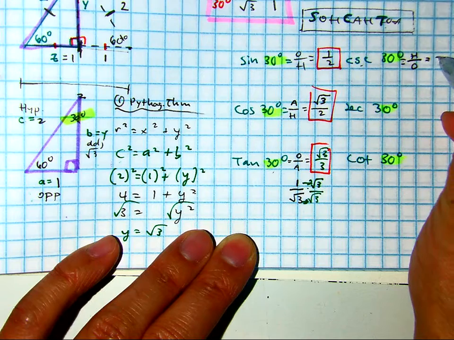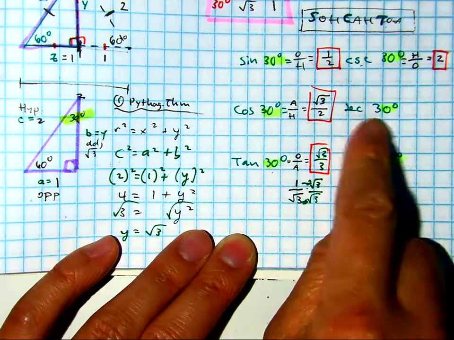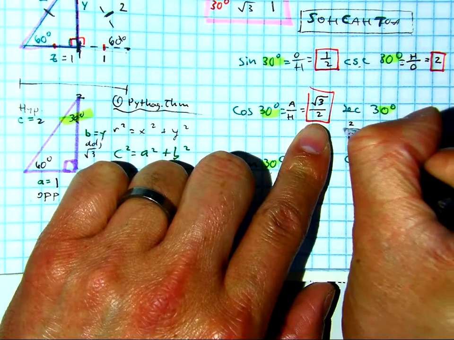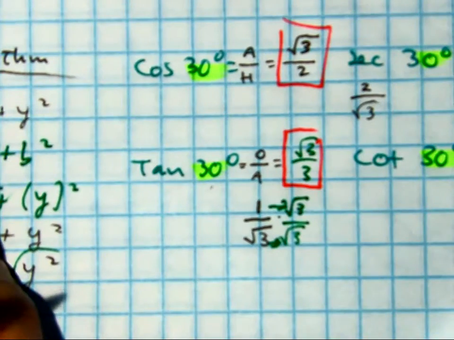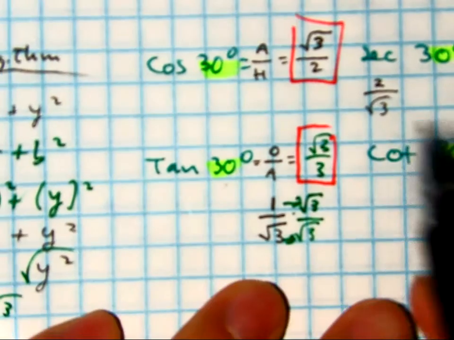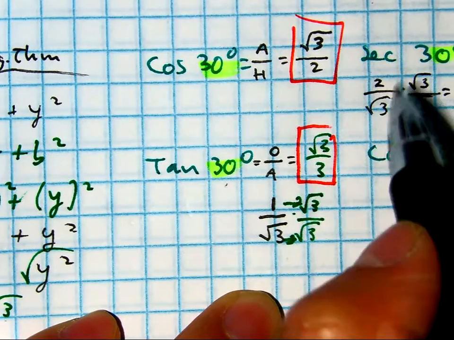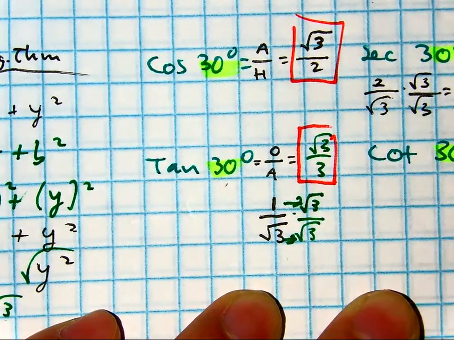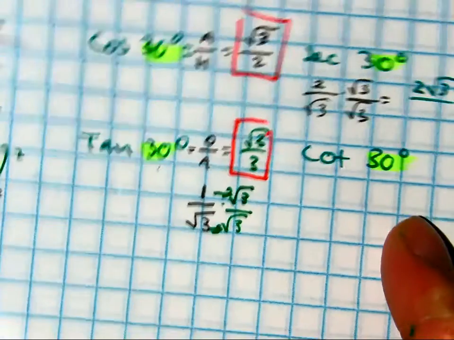For secant, I can take this and flip it. Class, what do I have to multiply by? Radical 3 over radical 3. Multiply across, what do you get? Are they like terms, class? No. So you get 2 radical 3 over, well, you can't see. If you multiply across, you get 2 radical 3 over radical 9, which is 3.